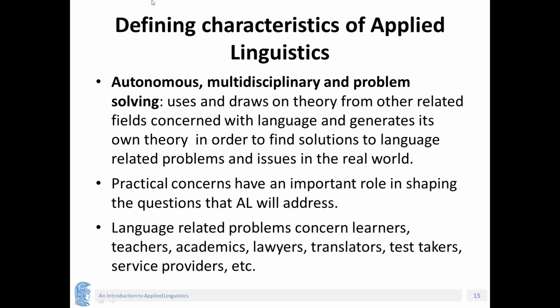Okay, madam. Yes. Defining characteristics of applied linguistics. Autonomous means independent. Autonomous, multidisciplinary, and problem solving.